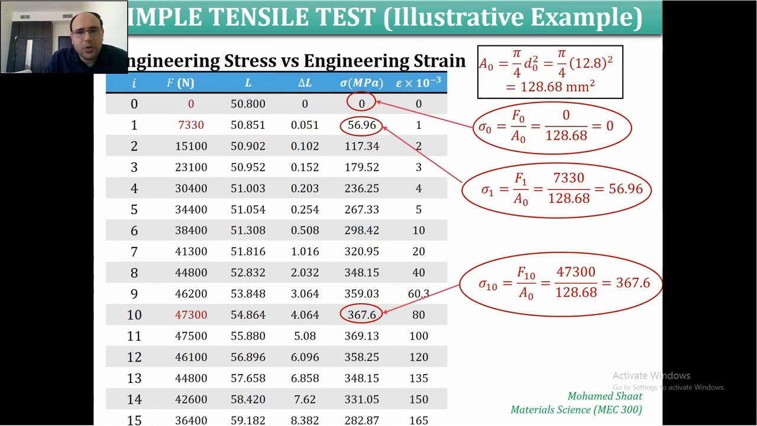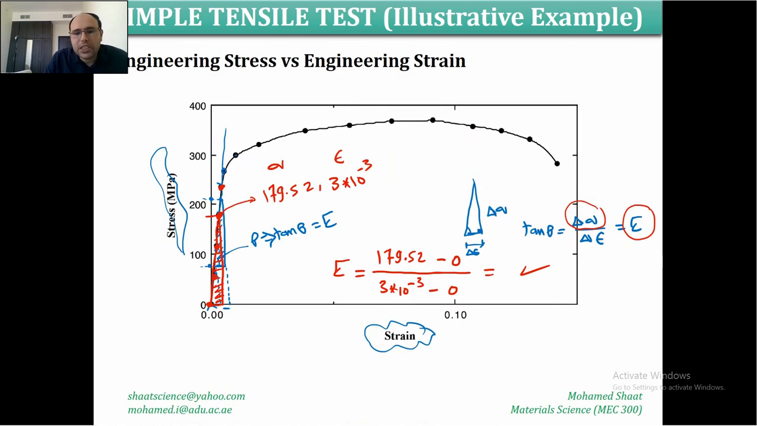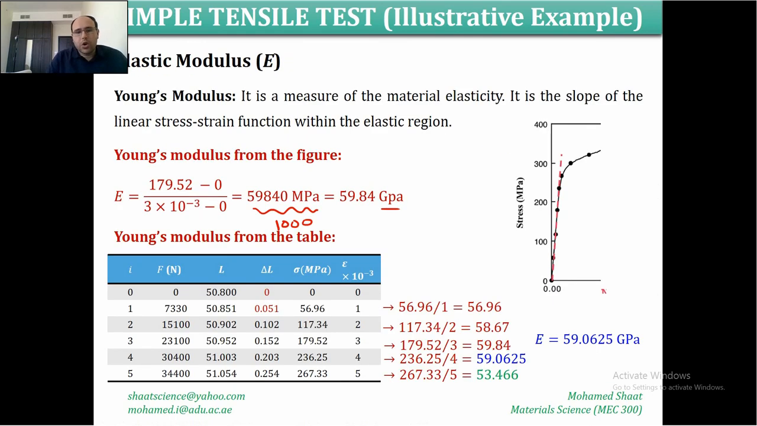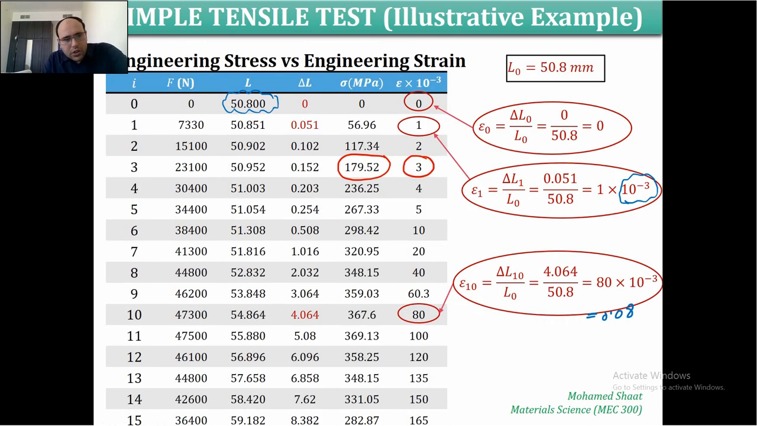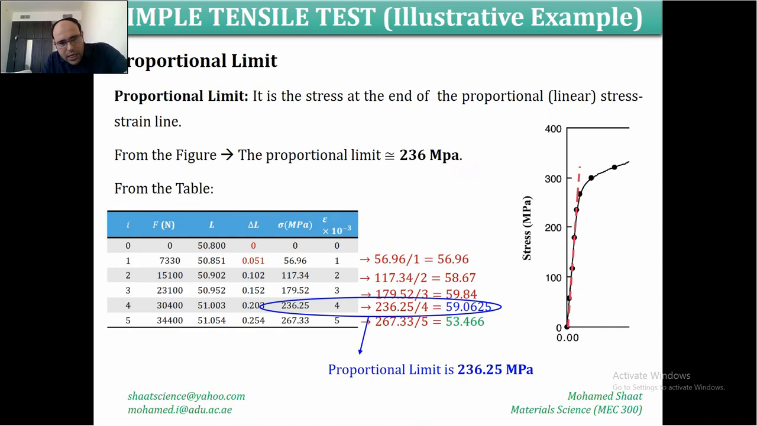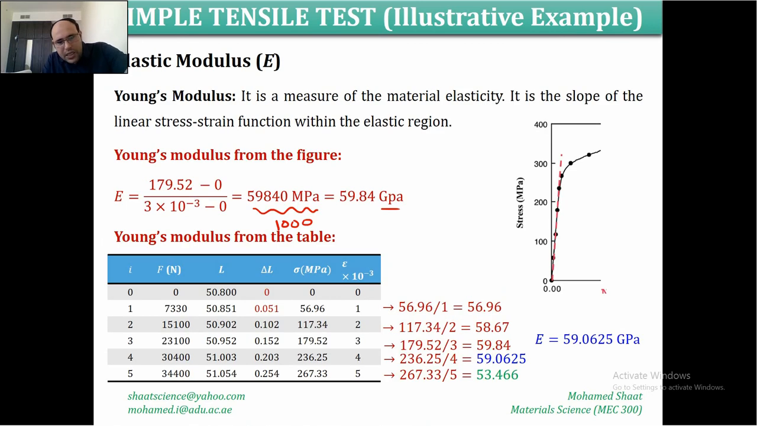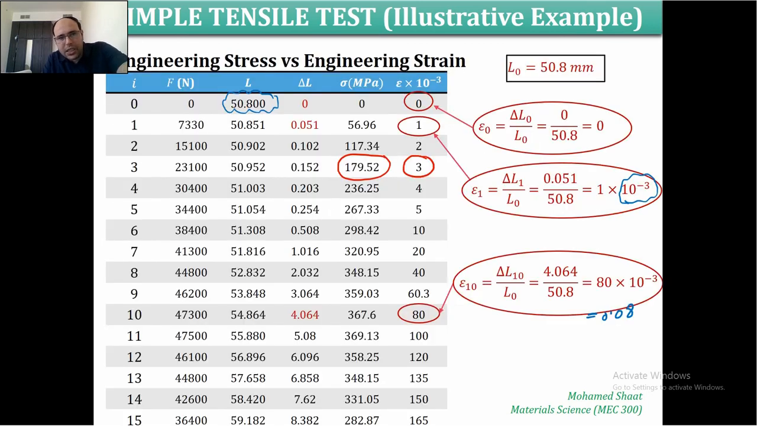So for example, for the elastic modulus from the table, if we just cut this part, like so, this part is up to instant 5. So these are the data from this table, but just up to instant 5.